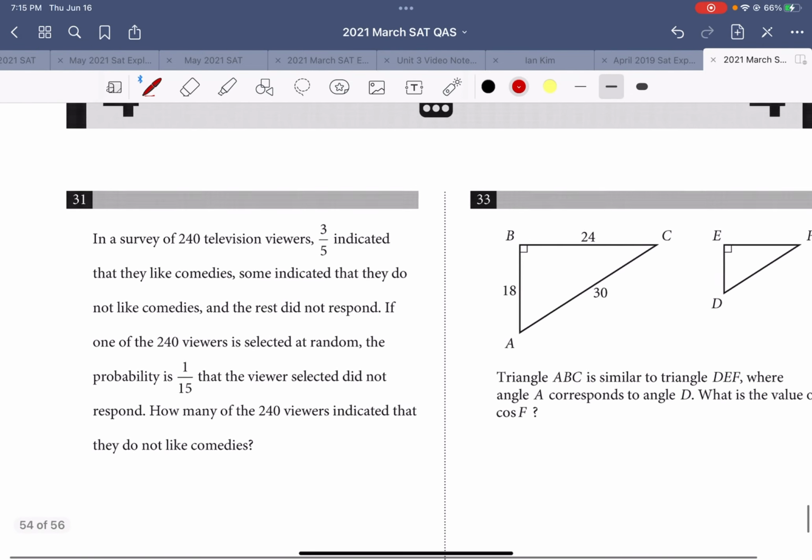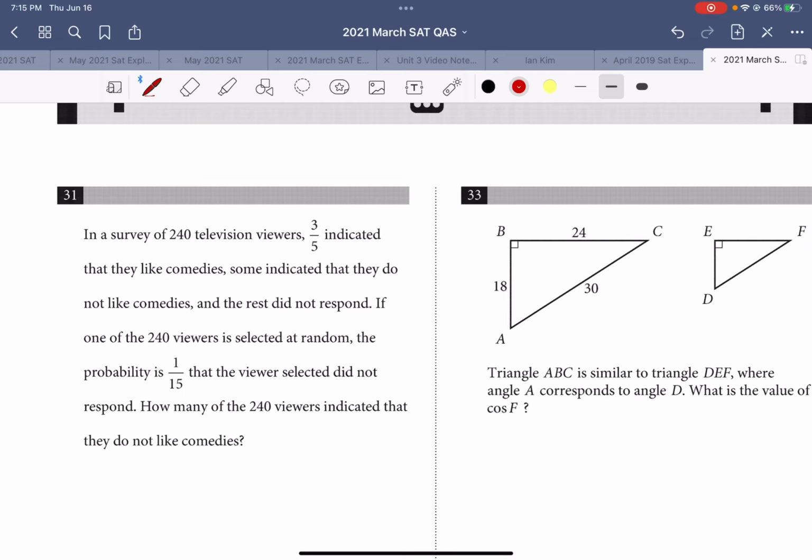Now let's move on to grading problem number 31. Okay. Now, in a survey, 240 television viewers, 3/5 indicated that they like comedies. Some indicate that they don't like comedies, and the rest didn't respond. So you have those who like comedies, those who don't like comedies, or no response. If one of the 240 viewers is selected at random, the probability is 1/15 that the viewer selected didn't respond.